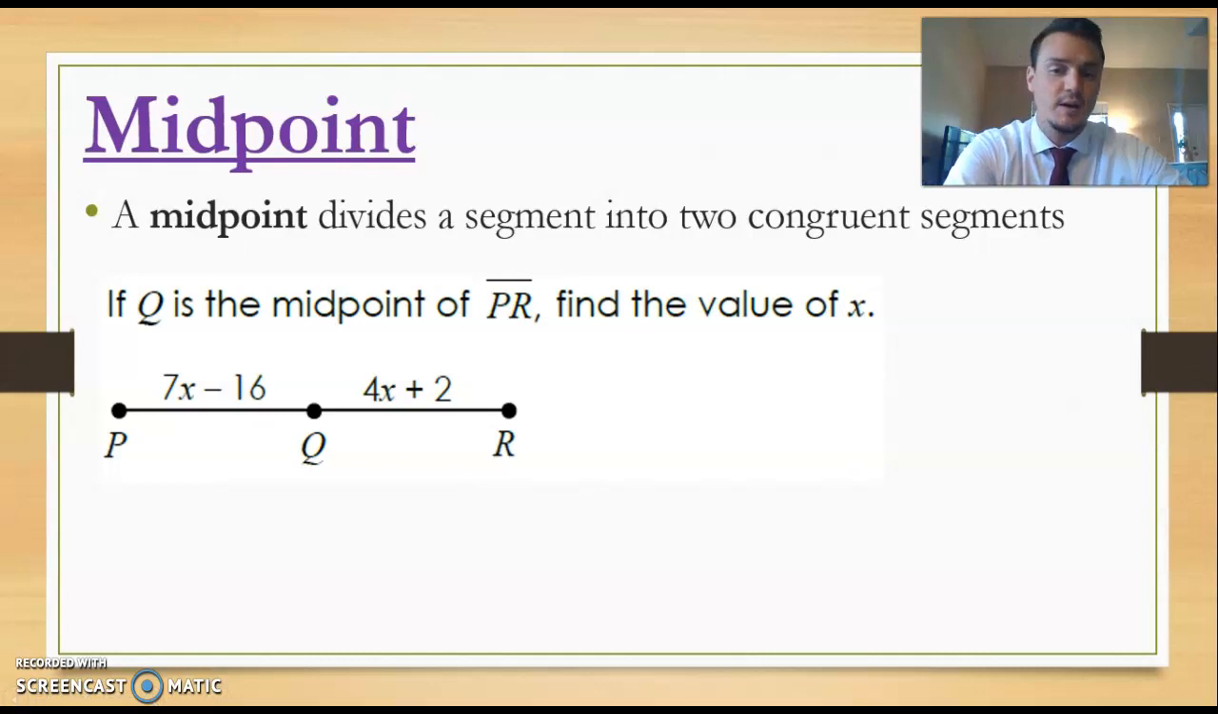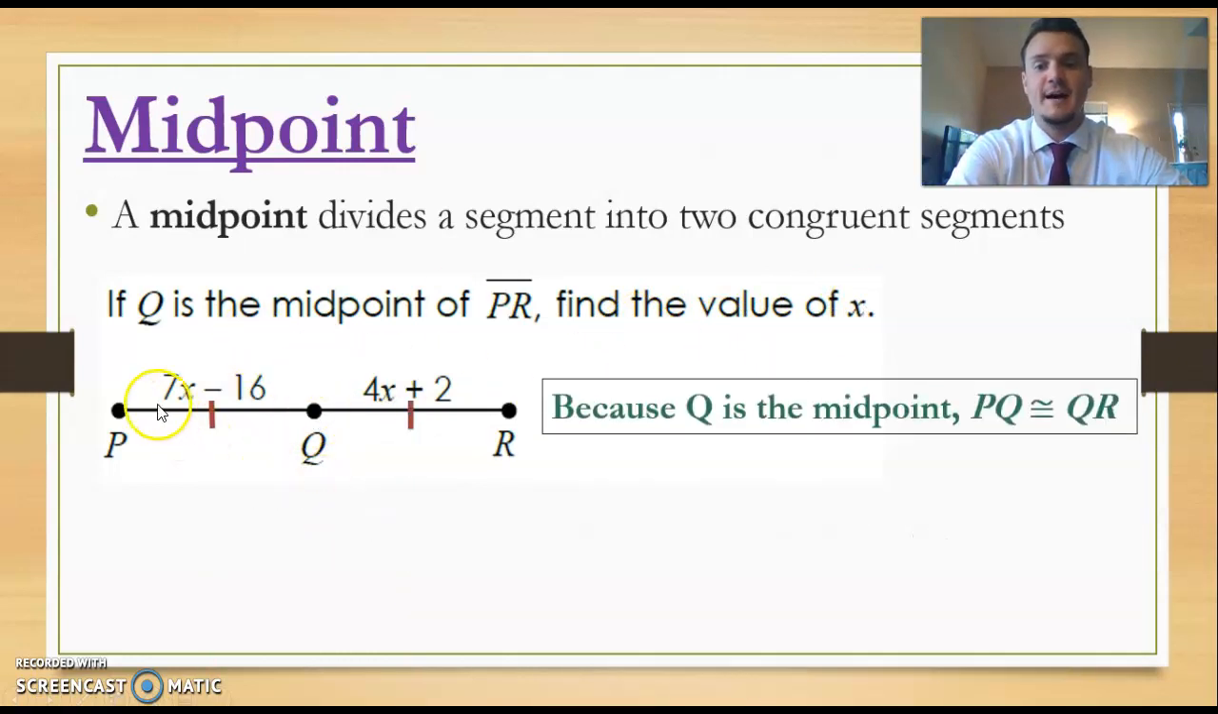So we start off the problem that says if Q is the midpoint of PR, so Q is in the middle of P to R, we want to find the value of x. First of all, if Q is the midpoint, then it divides the segment into two equal parts. So we could use congruency to show that the distance from P to Q is the same as the distance from R to Q. That's what congruency means, that those two segments are going to be the same length.